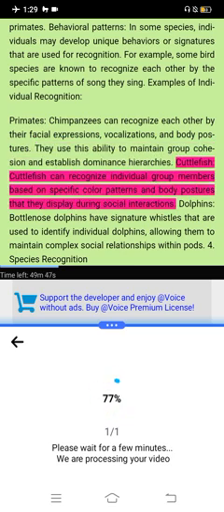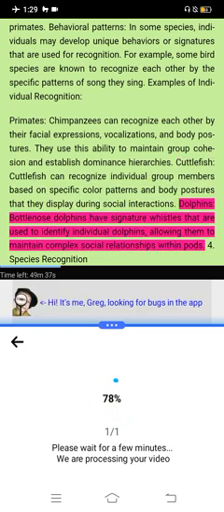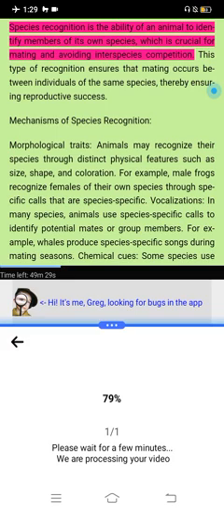Cuttlefish. Cuttlefish can recognize individual group members based on specific color patterns and body postures that they display during social interactions. Dolphins. Bottlenose dolphins have signature whistles that are used to identify individual dolphins, allowing them to maintain complex social relationships within pods. 4. Species recognition.